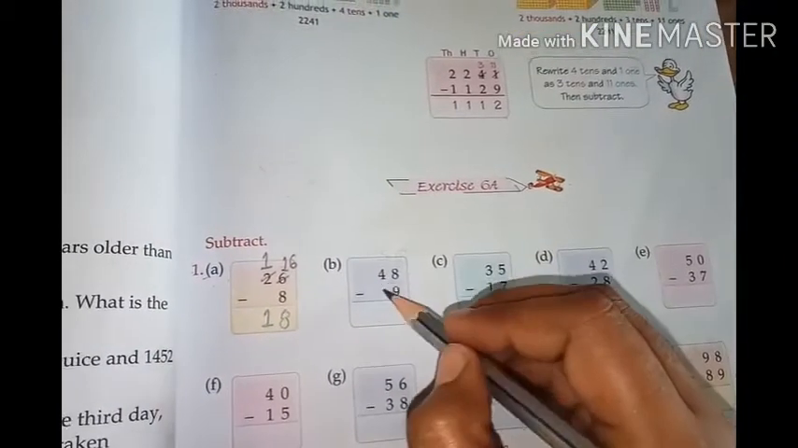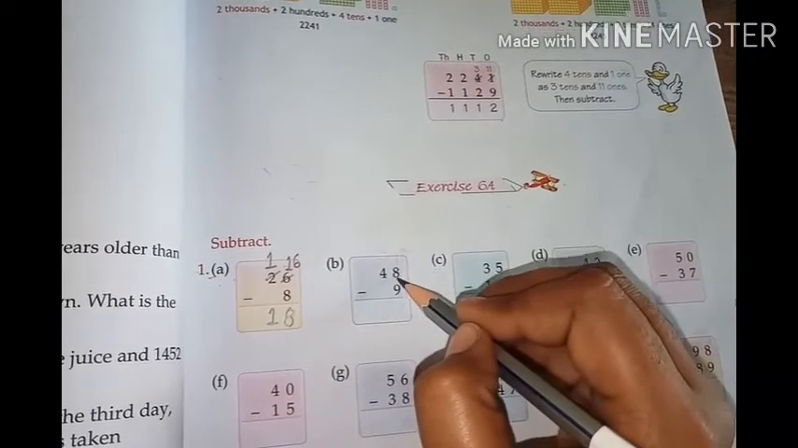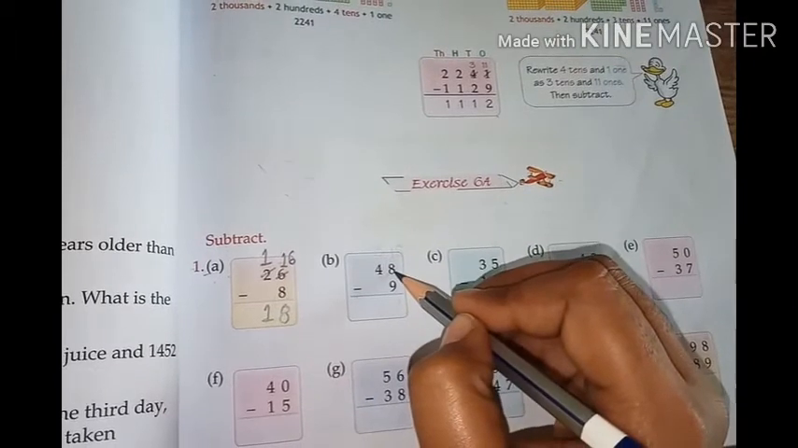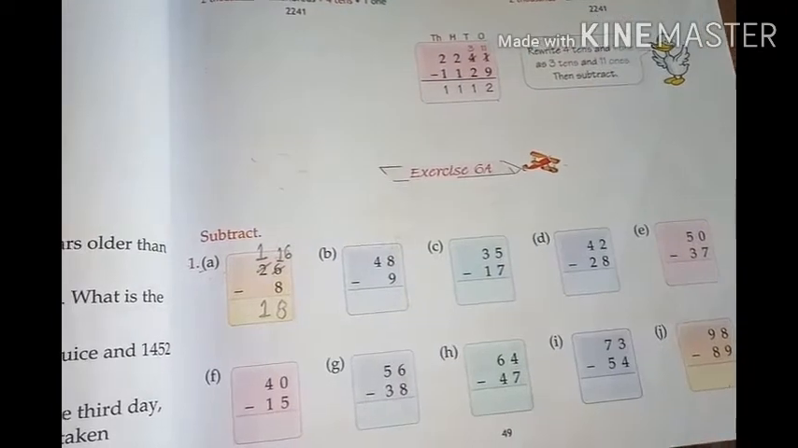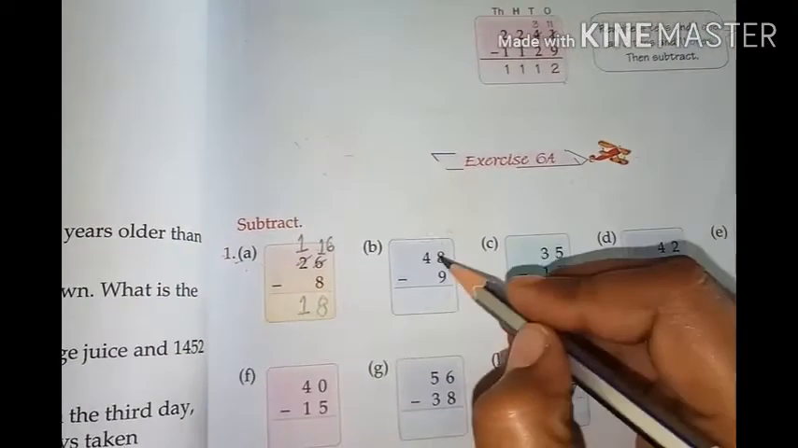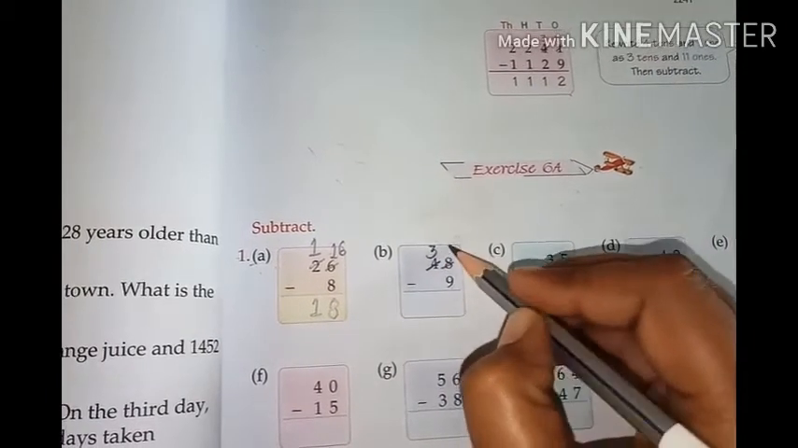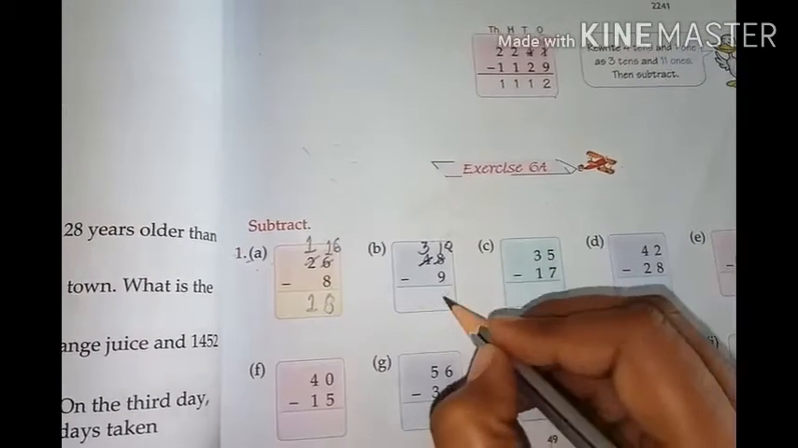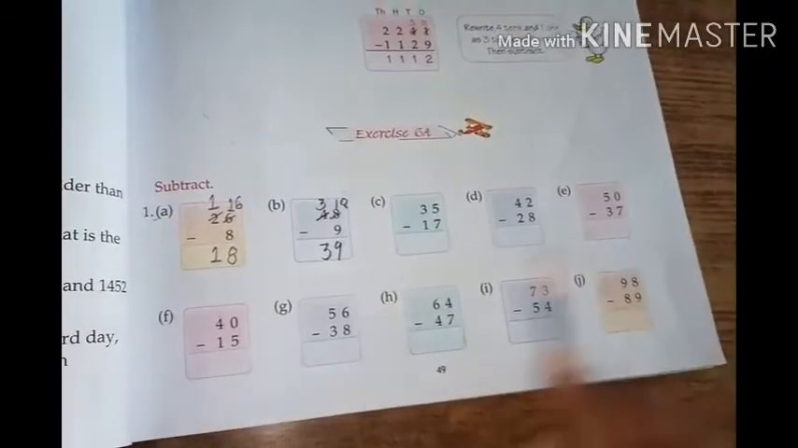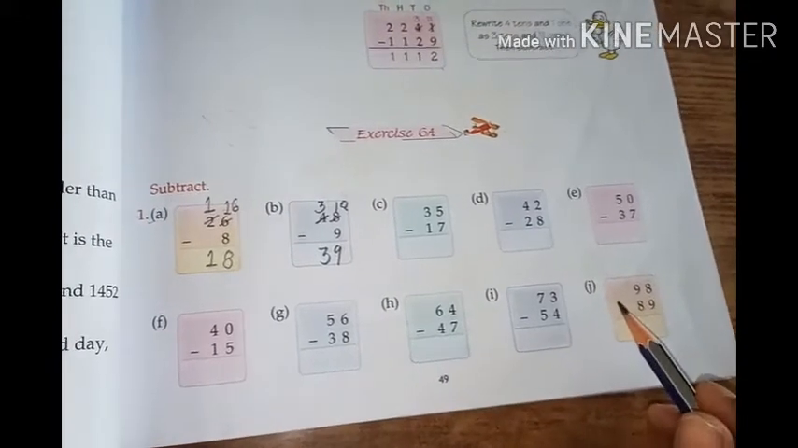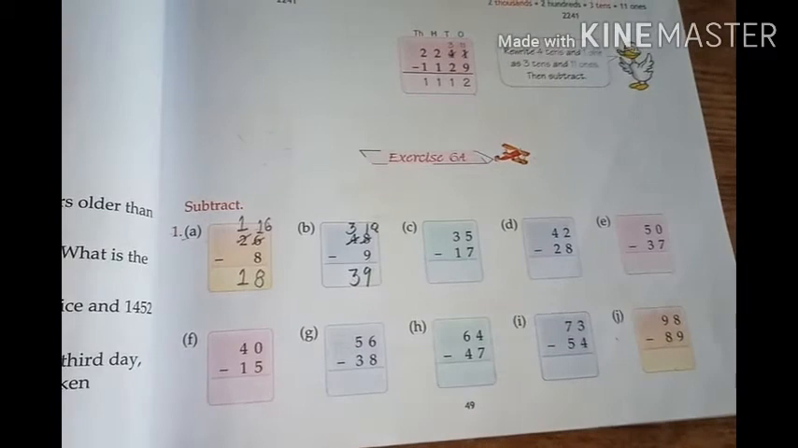Now B part. B part is you have to subtract 48 with 9. So let's subtract the numbers. Ones place we have 8 and 9. So 8 minus 9 cannot be subtracted. So what we will do? Let's take 1 borrow from 4. So it will become 3. 8 will become 18. 18 minus 9 is 9 and 3 will remain as it is. In the same manner, you all can do all the parts of question number 1. Any doubts if you face in these questions, ask in the Zoom meeting.